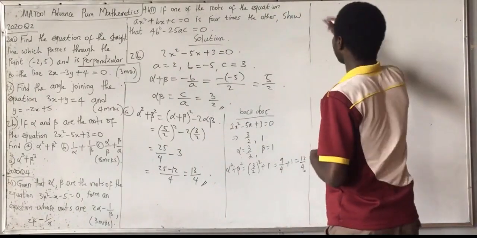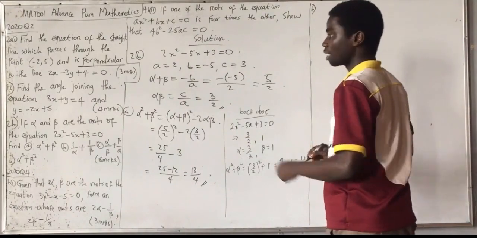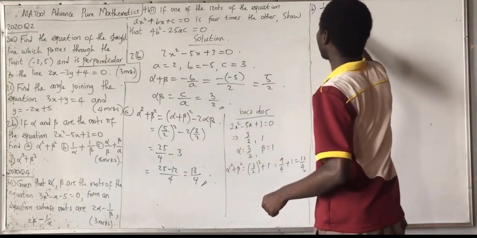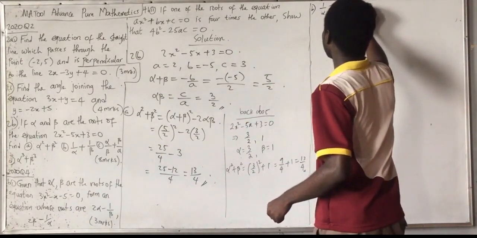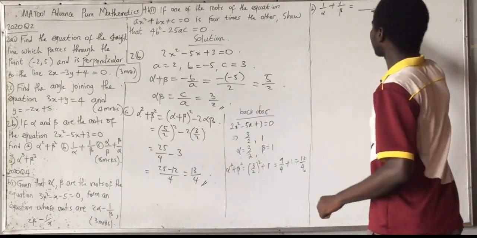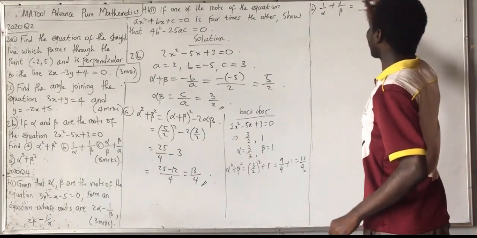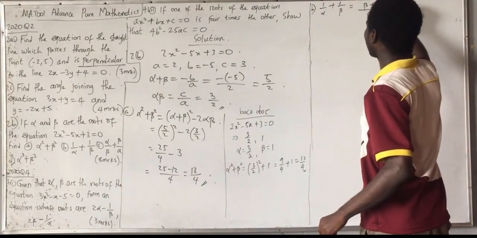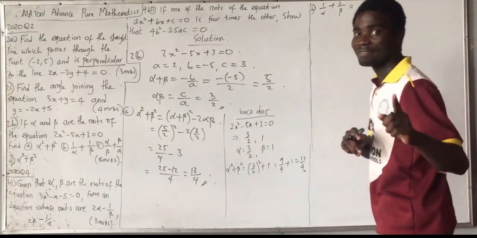So the next one, B. B is 1 over alpha plus 1 over beta. LCM, you do LCM. LCM is alpha beta. At the end of the day, you have beta plus alpha, or alpha plus beta. It's still the same thing. Beta plus alpha and alpha plus beta are the same.